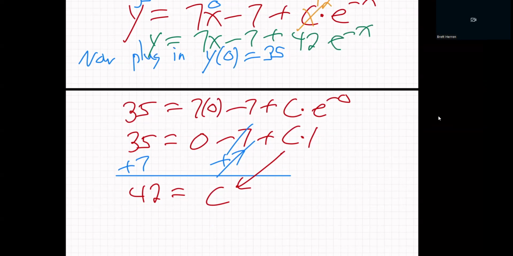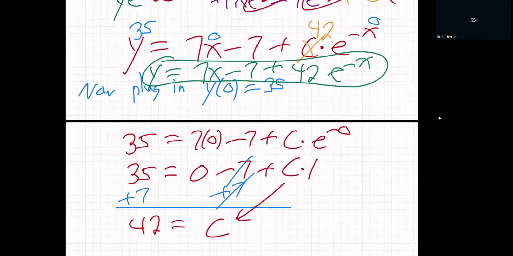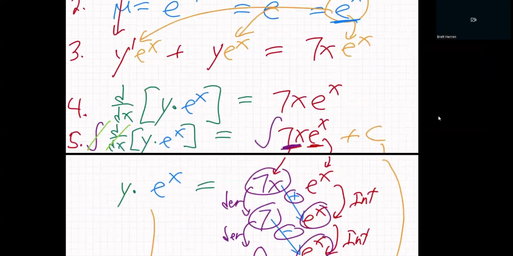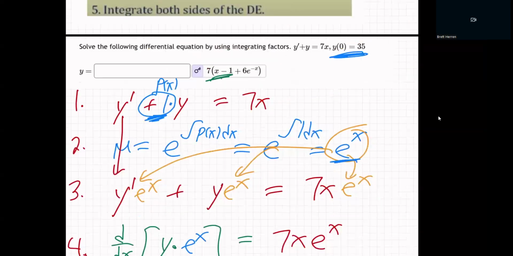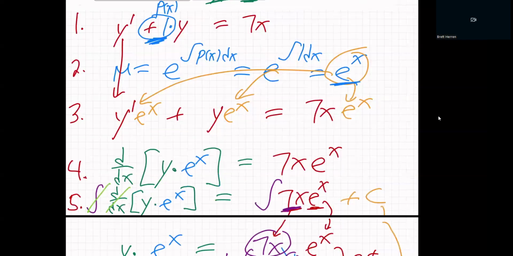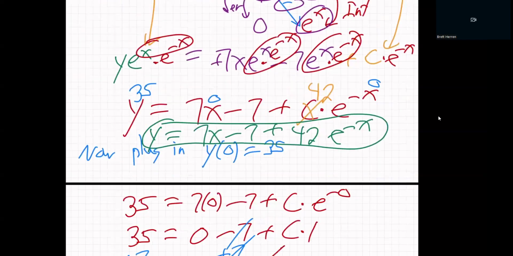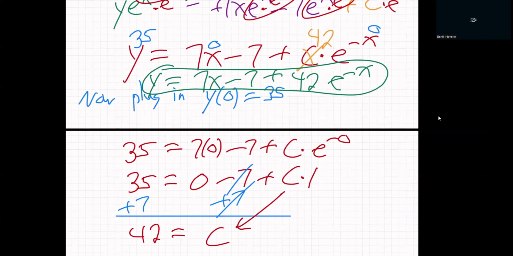There we go. There's our equation, when we found the constant's 42. 7x minus 7 plus 42 e to the minus x. Is that what they got? Yeah, they just showed the 7x minus 7 plus 42 e to the minus x. They factored, but you don't have to. So there we go.